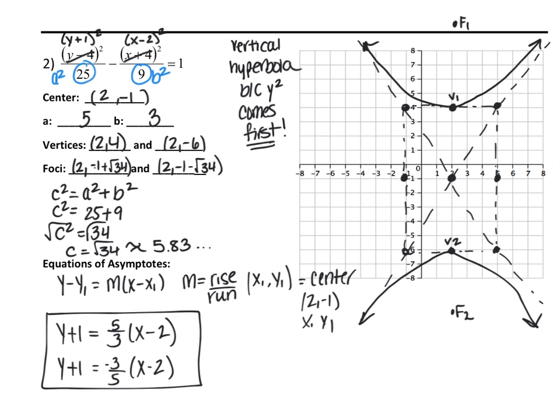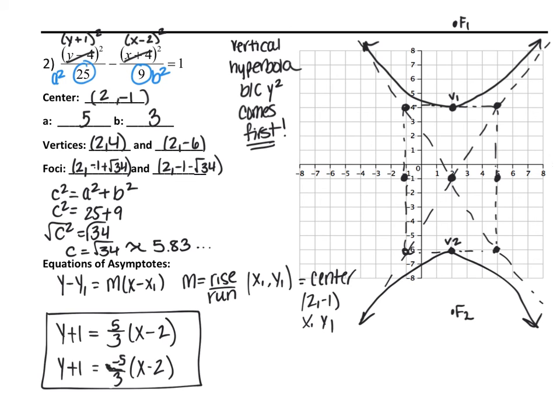A couple of things about the equation of the asymptotes. Your slope is your rise over your run. So for this positive slope, I'm rising 5, running 3. Therefore, my slope is 5/3. For this one, I'm falling 5 and running 3. Oh, I think I did this backwards. I'm sorry about that. This should be negative 5 over 3. I'm falling 5, running 3, right, for this equation.